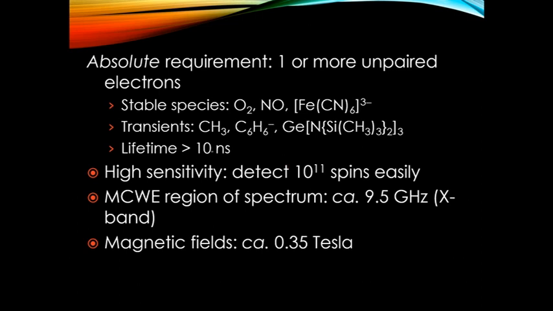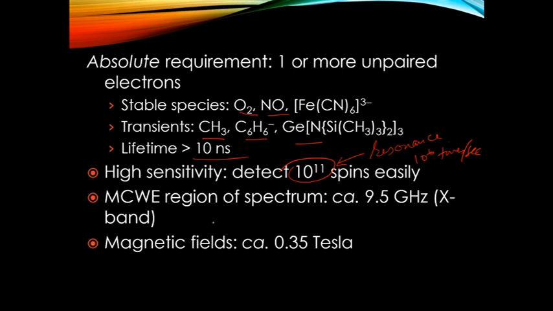An absolute requirement is some stable species like this. Transitions like this have a lifetime of 10 nanoseconds and it can easily detect 10 to the power 11 spins. You can compare this with ordinary resonance in organic molecules, which is about 10 to the power 6 times per second. So it's quite fast.